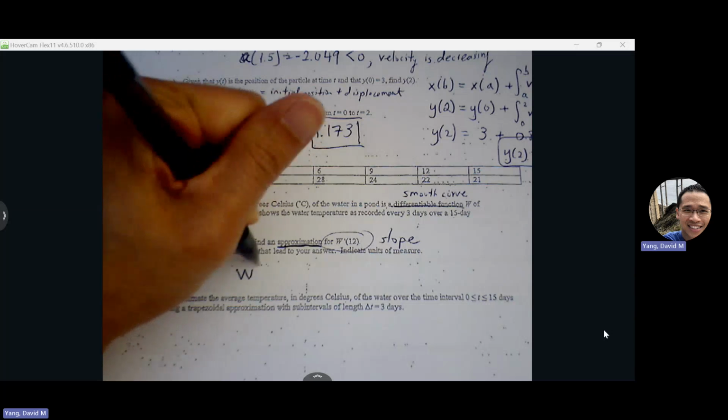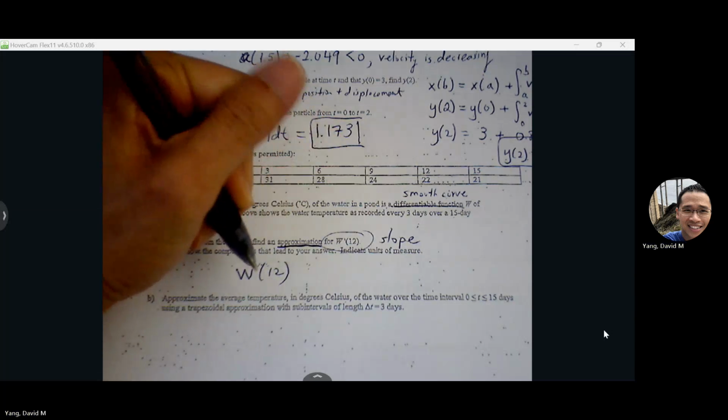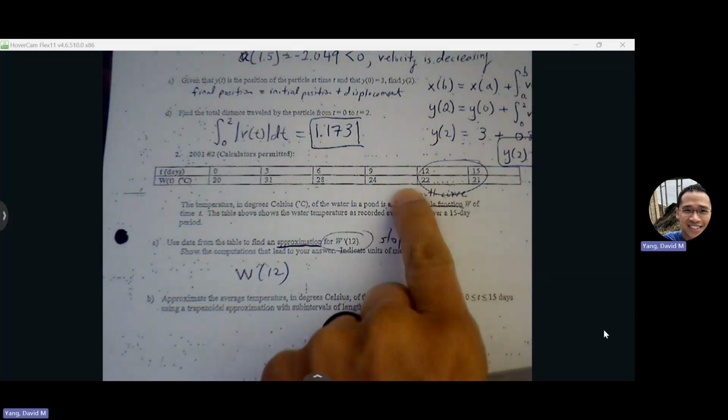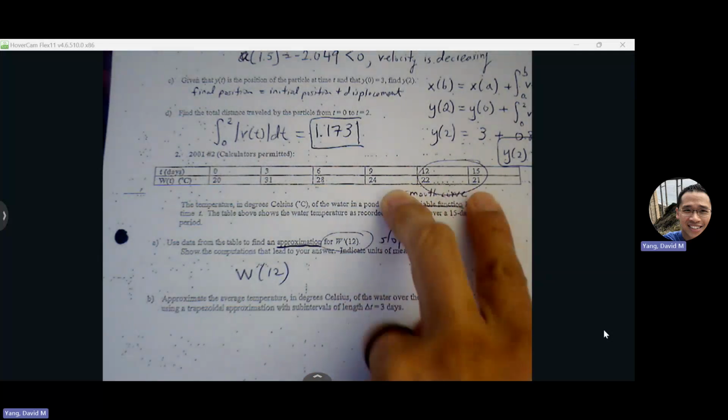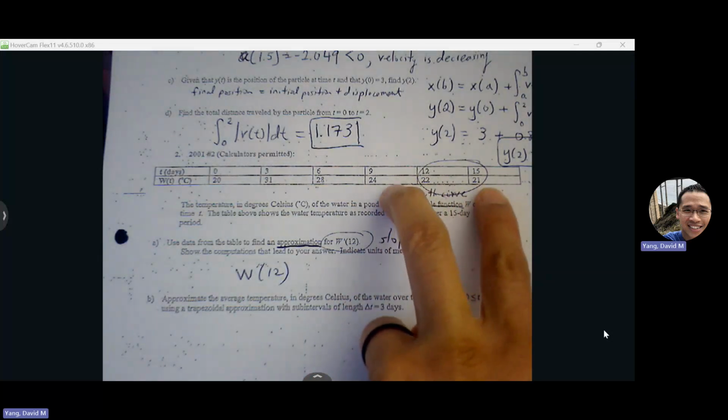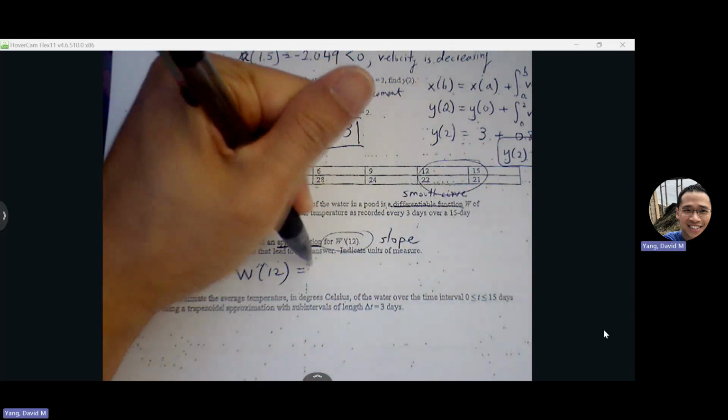So we can say W prime of 12. I'm just going to choose to use the last 2, but you can choose the first 2 or the first and third here. So W prime of 12 is the change in temperature over the change in time.